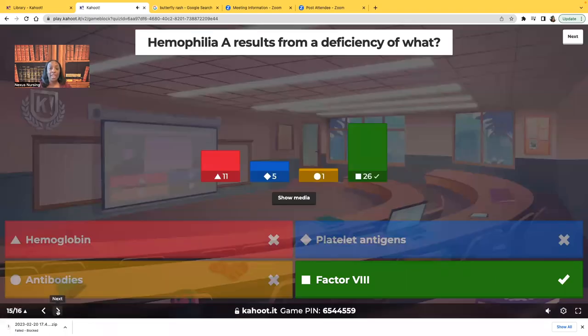Okay, factor VIII, very good. Factor VIII is a type of clotting factor that the patient does not have. And so these patients with hemophilia A, if they're bleeding because they don't have the clotting factor, we tend to see it in the joints.